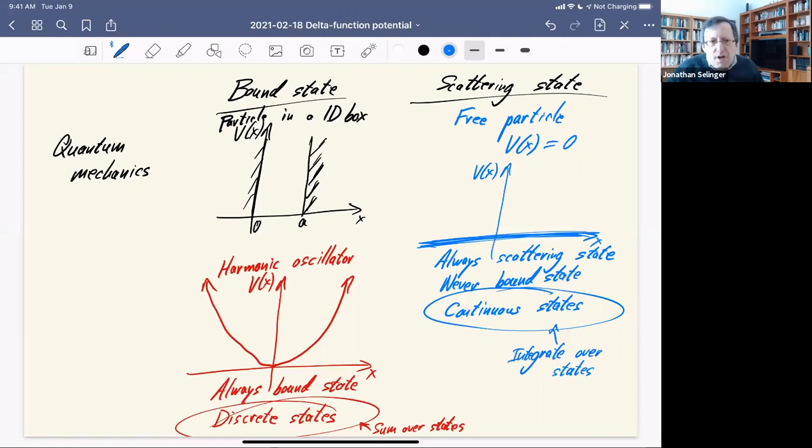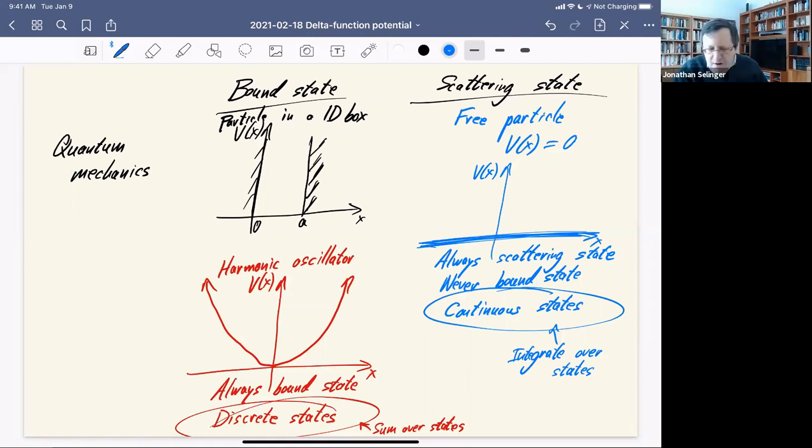All right, so those are the three examples that we've done so far. Now for the fourth example, I want to show you a situation where you can have both discrete states and continuous states, or perhaps I should say both bound states and scattering states, that you can have a single problem with both of these features.